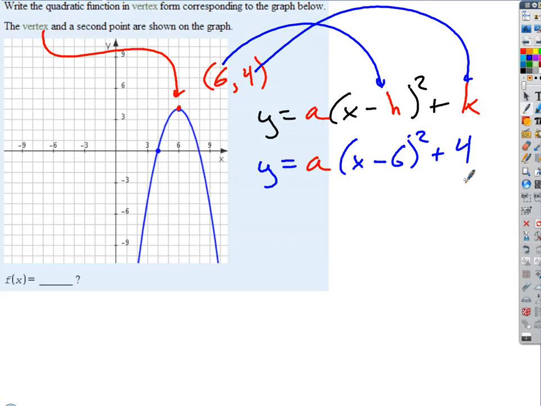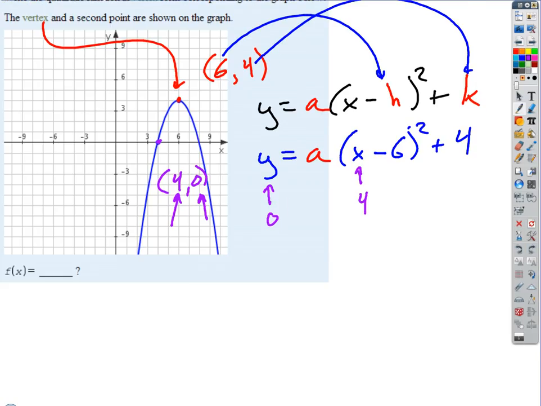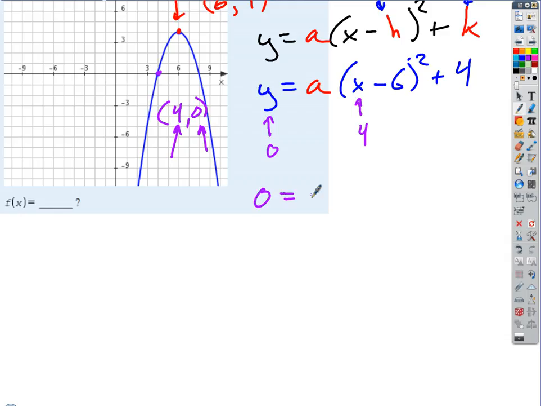In other words, if we look at the coordinates of this other point, it looks like in this case they are over 4 and up 0. So that's saying, when x is 4, y has to be 0, right? So if I plug in 4 for x and 0 for y, I'm going to get a really simple equation that I can use to solve for a, right? So what's that give me? All right, so if we do that, we're going to get 0 equals a times the quantity 4 minus 6 squared plus 4.